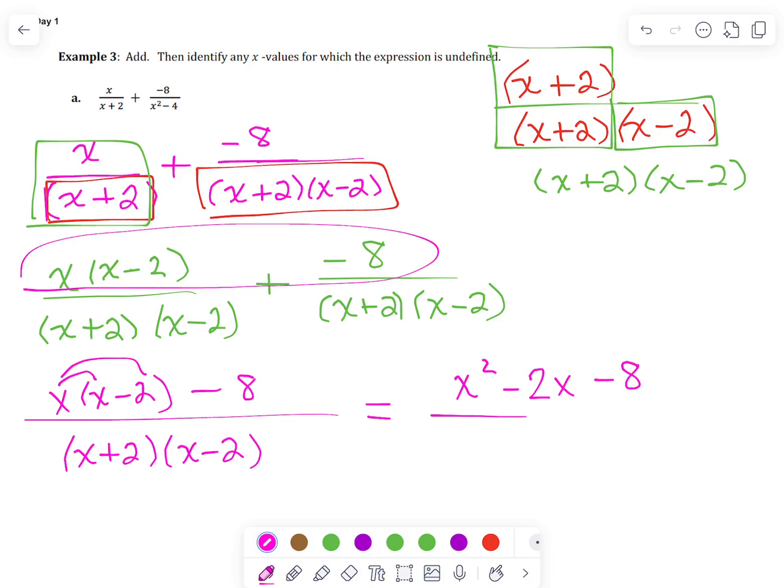And then the denominator, I do not want you to multiply that out. You'll find out later in another lesson why it's nice to keep that denominator in factored form. The last thing is to identify any domain restrictions. We do not want x to be positive 2 and negative 2 because those would make it undefined.